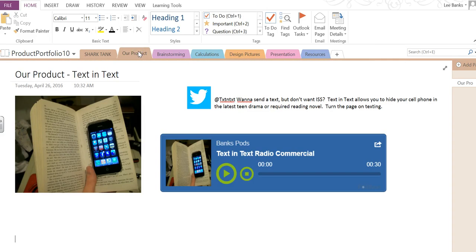After showing the students some clips of young entrepreneurs pitching their products on the TV show Shark Tank, we set up each group's portfolio in OneNote.